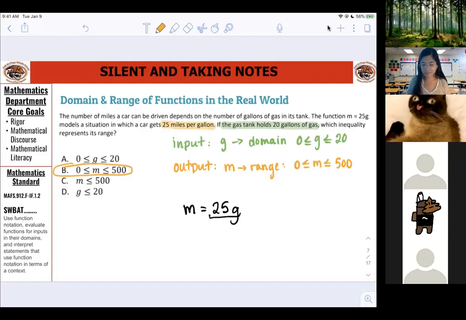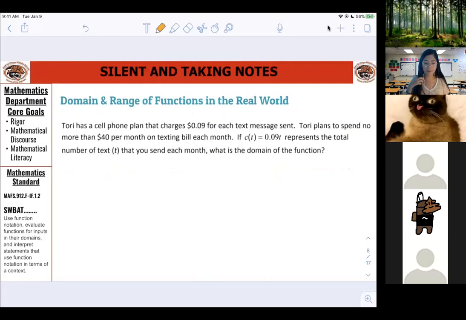Awesome. All right. So let's see. I have another one. Can I have a volunteer read this one for us?